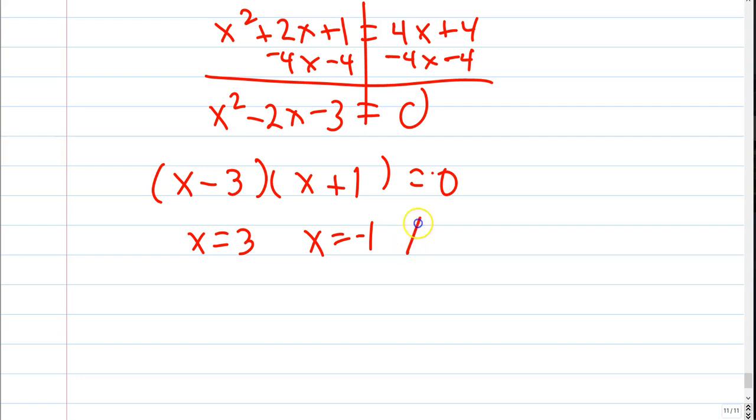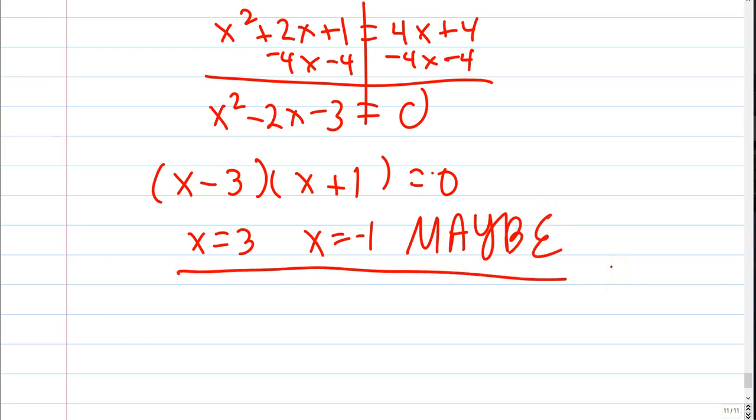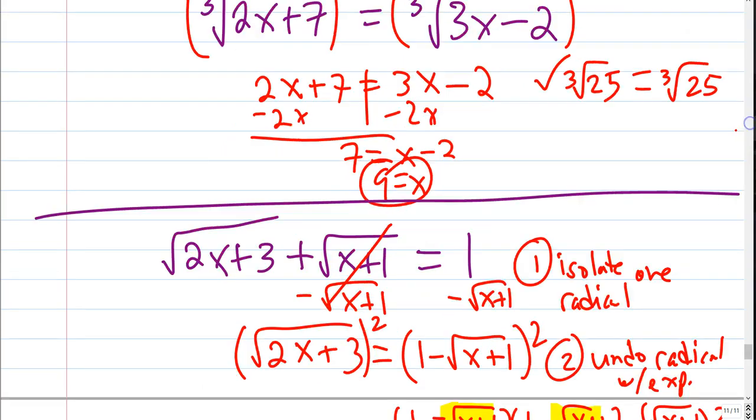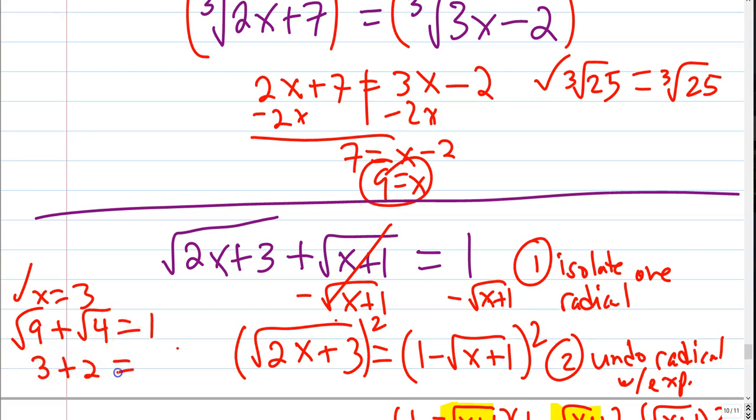The bad news is what? I would take these and type them in and hit enter and check it, but let's see. Let's check the 3 first. Let's go back to the original, way up here. Check x is 3. 2 times 3 is 6. 6 plus 3 is 9. Square root of 9. Plus 3 plus 1 is 4. Does the square root of 9 plus the square root of 4, does 3 plus 2 equal 1? It does not. 3 is not one of our answers.